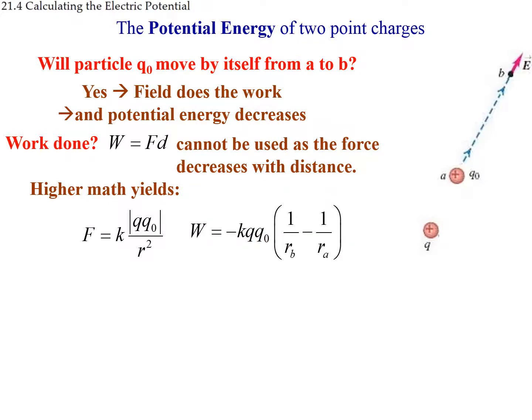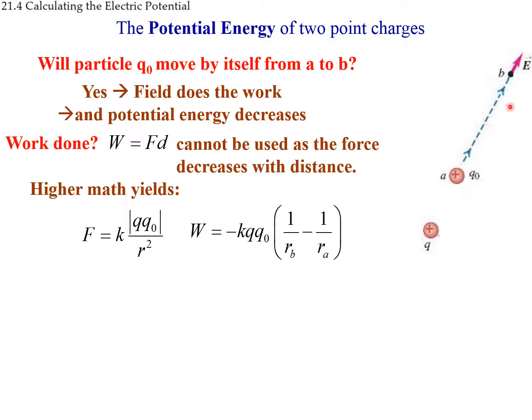What is the work done? Well, the work done is going to be force times distance. In the previous case, when we were dealing with a uniform field, we used this. Work equals force times distance. Except that the force was constant because the field was constant. But here, the field is not constant because the force is not constant. The force depends on r squared. In other words, the force that this particle feels at this point is going to be stronger than the force that it feels midway.